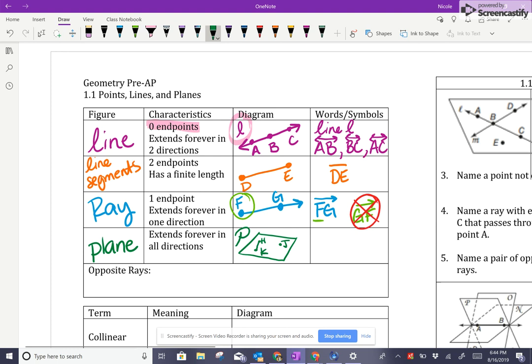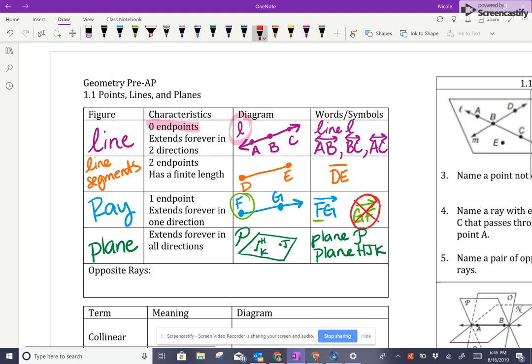So in our notation or words and symbols, we could call this plane P, or we can use 3 points within the plane. So we can say plane H, J, K. Plane H, J, K. You can pick those 3 random points on the plane as well.